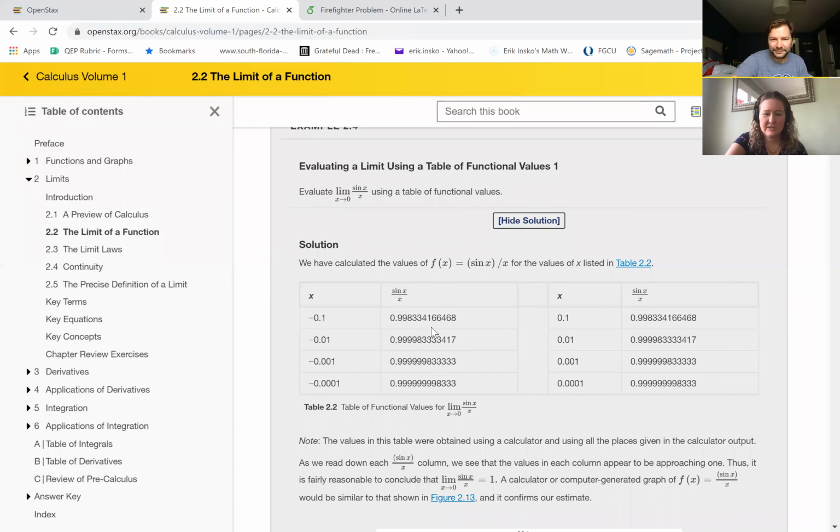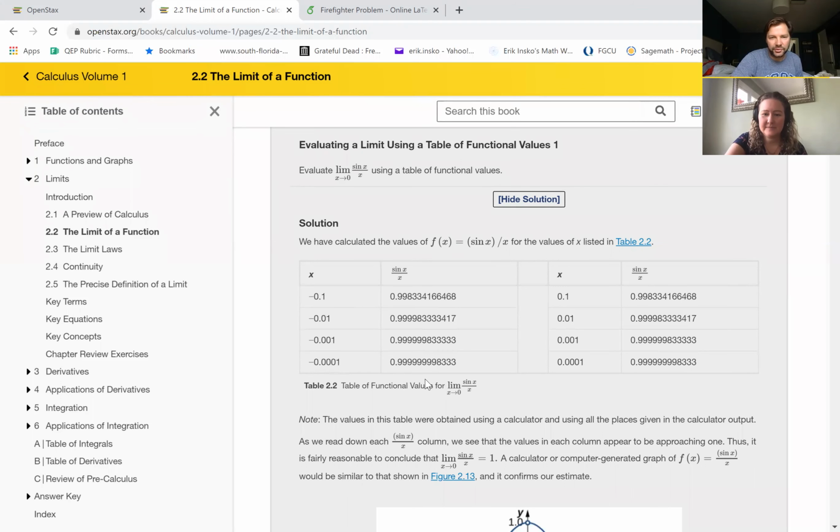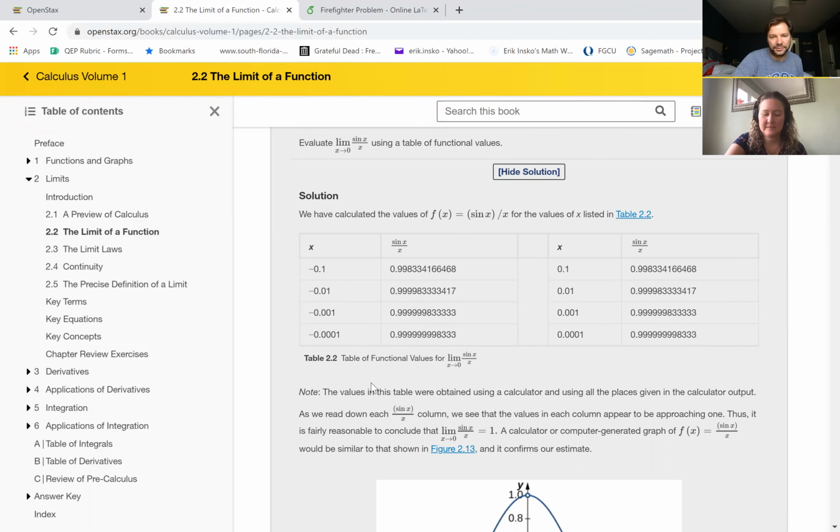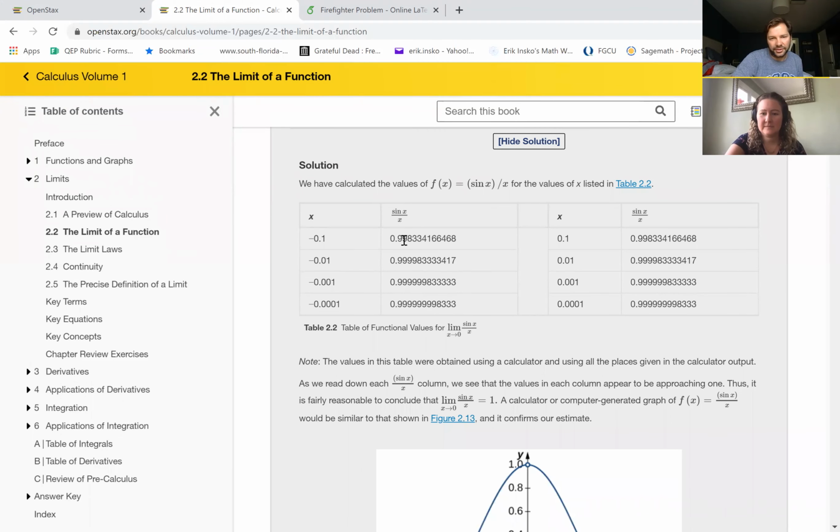Looks like they're getting close to 1. Right, because that would be 0.9999999 repeating, which is actually the number 1. Yeah, exactly. So the idea here is that the limit is capturing the behavior of the function as it approaches the value x equals 0. It's saying that the y values are getting really, really close to 1.